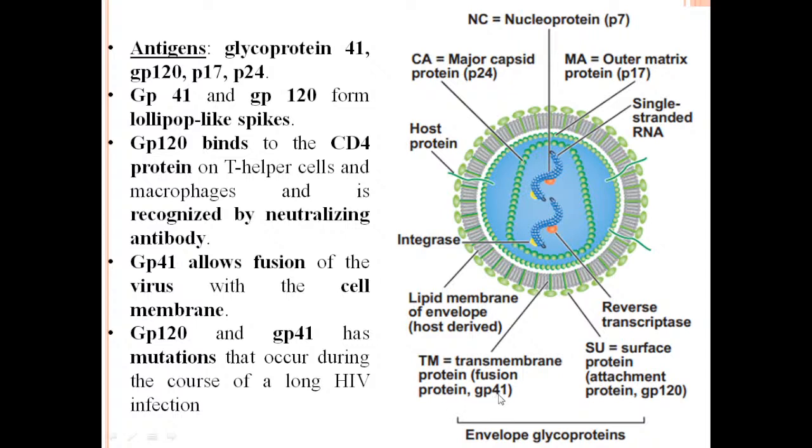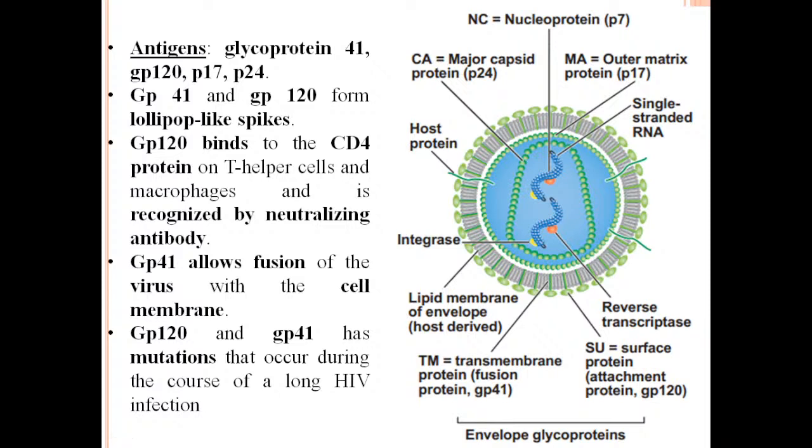Glycoprotein 41 and glycoprotein 120 form lollipop-like spikes. You can see lollipop-like spikes. What is action of these glycoproteins? Glycoprotein 120 binds to the CD4 protein on T helper cells and macrophages and is recognized by neutralizing antibodies. So the main function of glycoprotein 120 is attachment to CD4 cells.